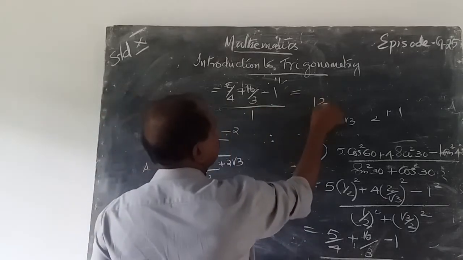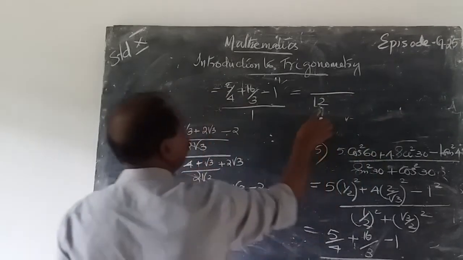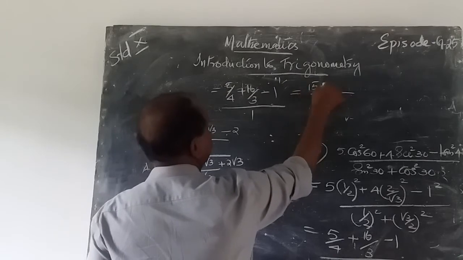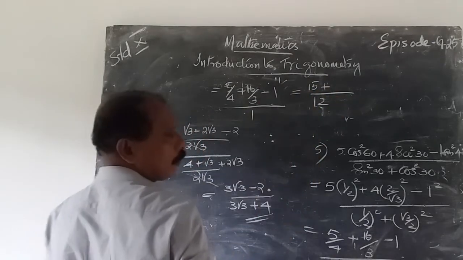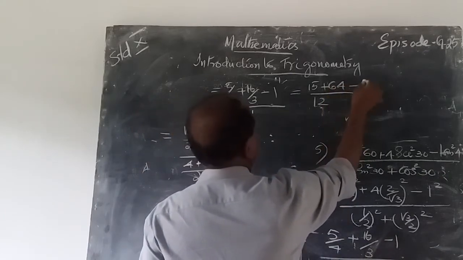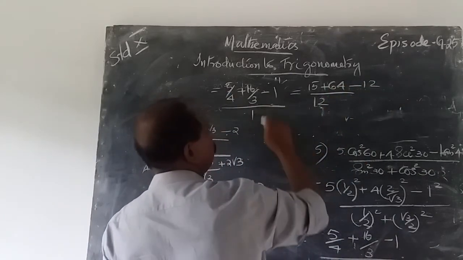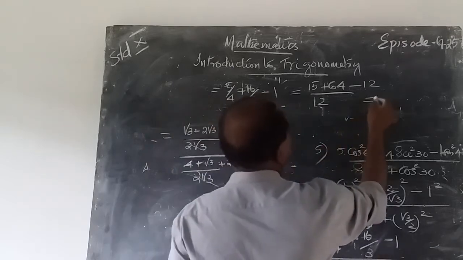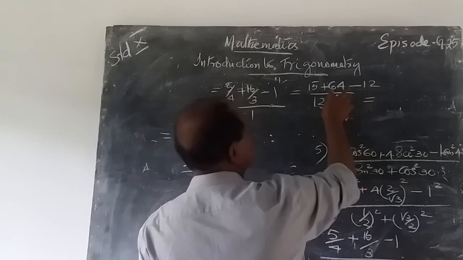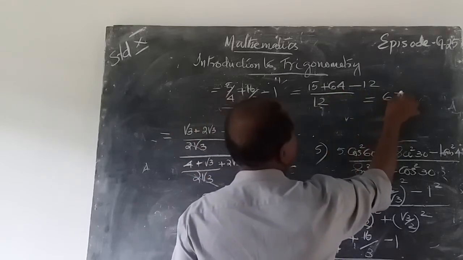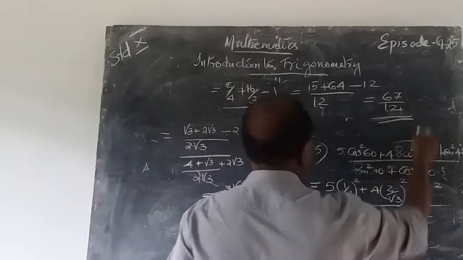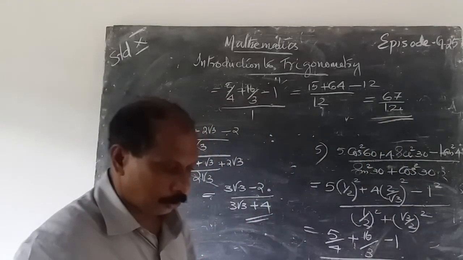That is 12 is the LCM. 12 upon 12 by 4 is 3, 3 into 5 is 15, plus 12 by 3 is 4, 4 into 16 is 64, minus 12 into 1 is 12. That is equal to 15 minus 12 is 3, 64 plus 3 is 67, divided by 12. This is the value of the fifth question.